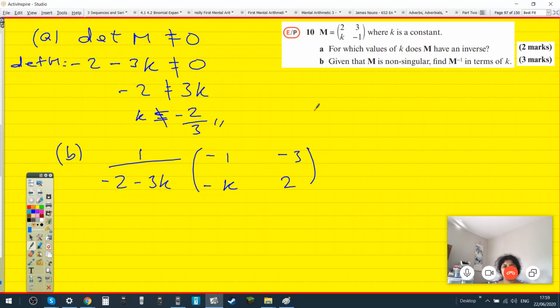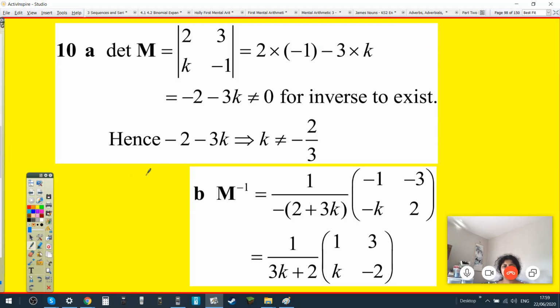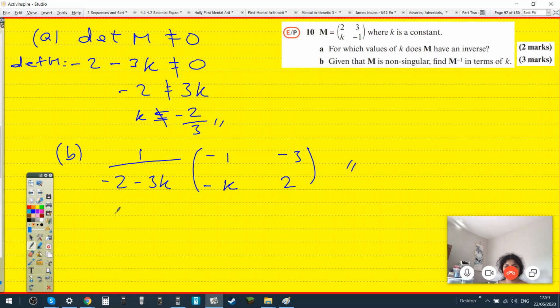So find equal to 0. I think no. That is find M minus 1 in terms of k, right? I think that's just it. Yeah, they just got rid of the minuses and cleaned it up. That's it. Right. Any questions there? No.